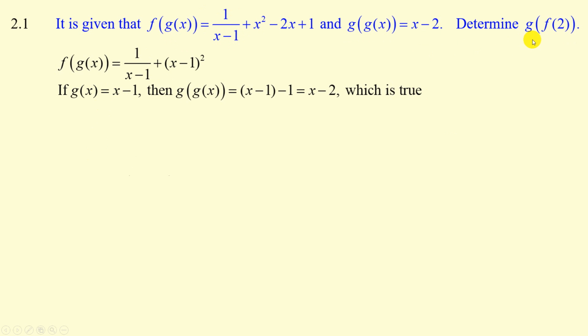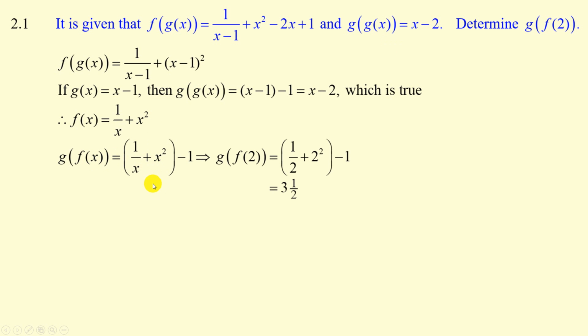So we're going to find g of f of x first. So g of f of x, what I'm now going to do is take g of x, and put the f of x in instead of x. There it is there. Now, in order to find g of f of 2, it's a case of simply substituting 2 into this formula. And we get 3.5.